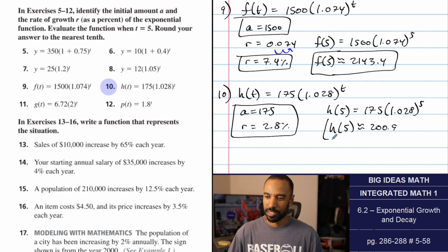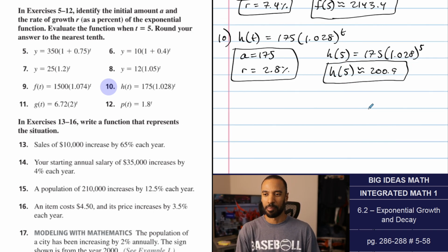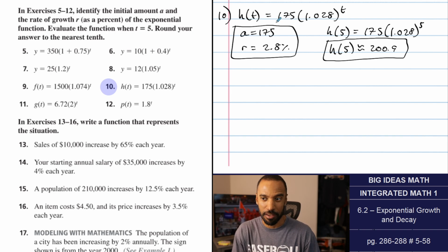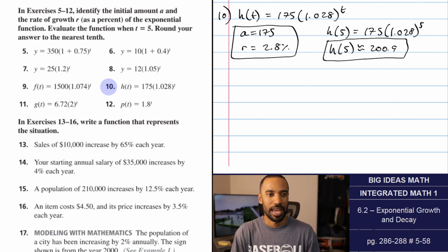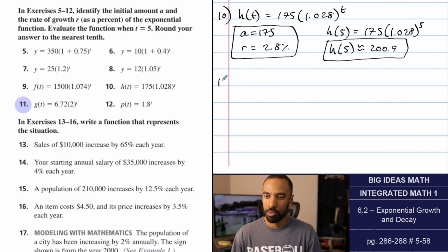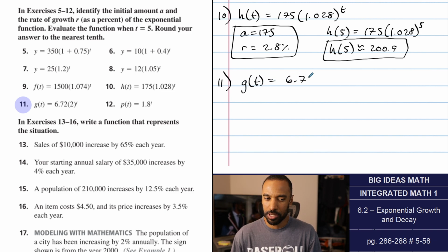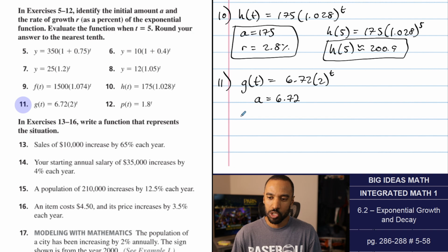I want to try and apply context to these, but until I can, it's kind of hard to make up things with it. Because most of it's, you start with $175 or 175 people or whatever, and it's increasing by a certain amount. All right, this one's a little interesting when it comes to the growth rate here. G of t, and it's still function notation, by the way. G of t is 6.72 times 2 to the t power. This could be $6.72. I don't know, but that's still the a value. That's the number that's multiplied in front there. R, keep in mind how this works. 1 plus R is 2. R is not 2 in this case. R is actually 1. 1 means 100%.